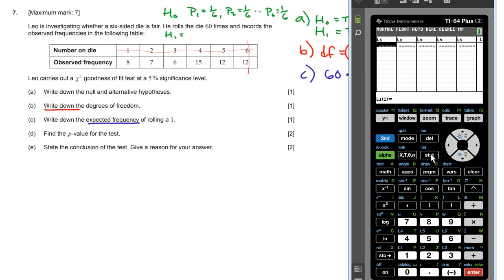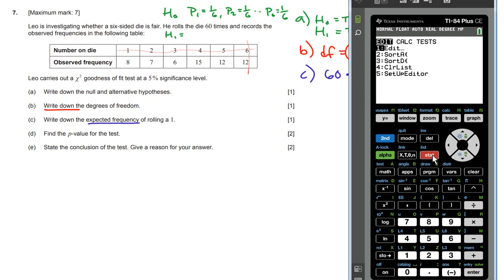Here was my big hint: I put the data in there and I went over to stat. I told you how to put this data in, but it's a little bit different. So we go over to tests, and we go down to chi-squared goodness of fit, which is going to be down here a little bit. There it is, chi-squared goodness of fit. And if you push enter, it says observed. This is the observed frequency, and then we have to put the expected frequency into list 2.